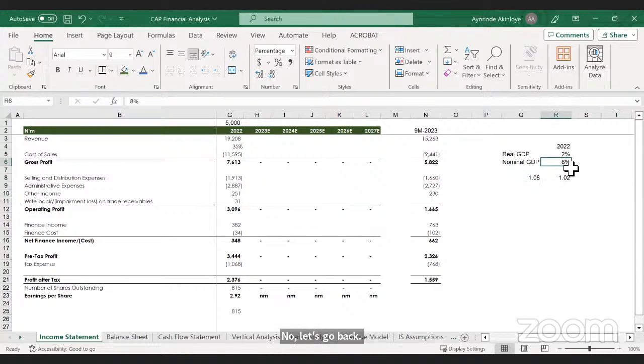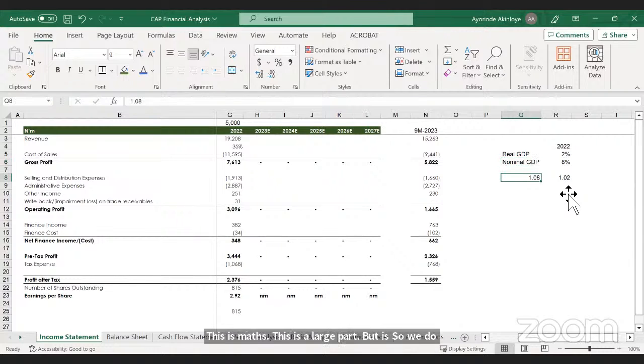Remember, this 8% is a growth rate, right? So if 8% is the growth rate for the year, and I'm going to do any extrapolation, I need to convert this to decimal. So this is 0.08. But remember, it's just a growth rate, so I need to add it to 1. This is the maths part. So we have 1.08 and 1.02. Remember, this is P times Q, and this is Q.